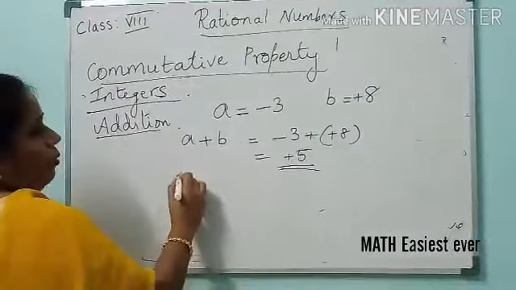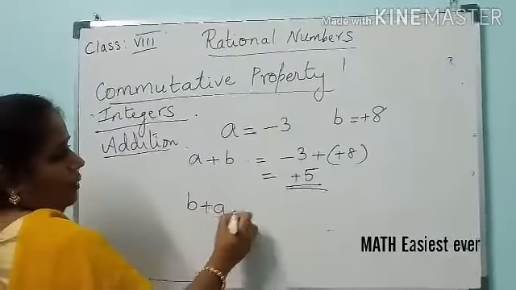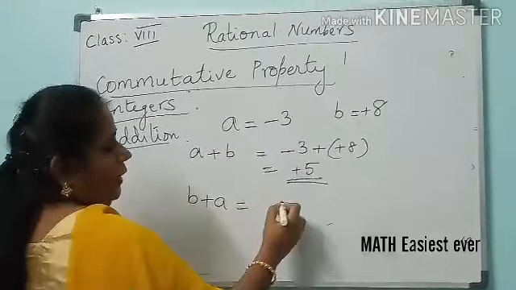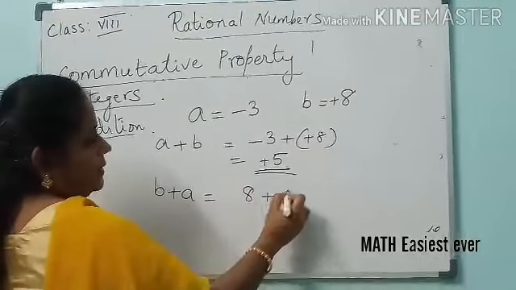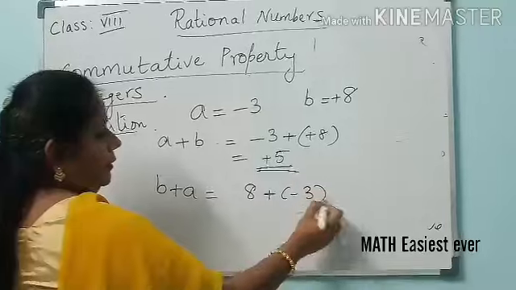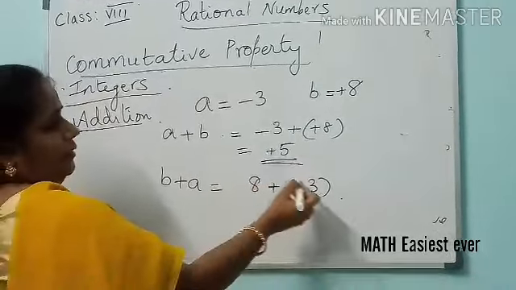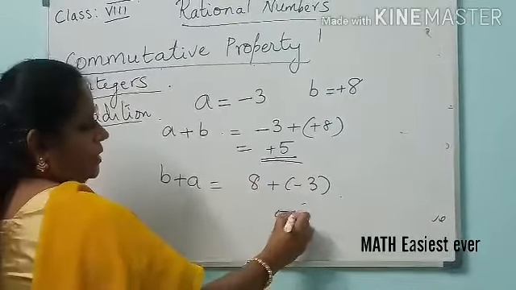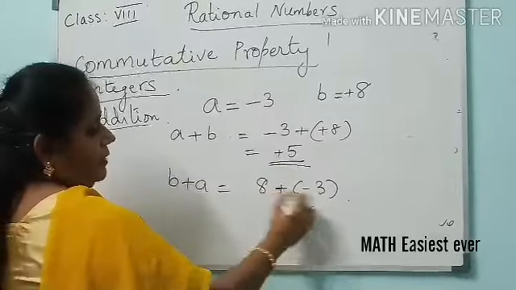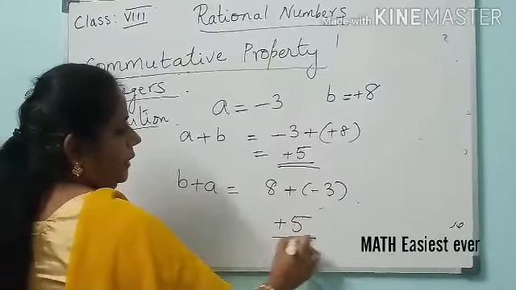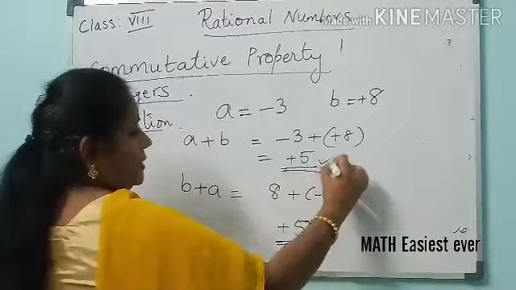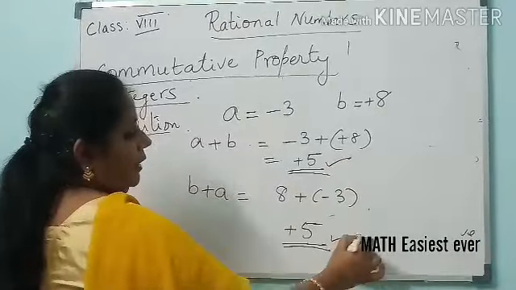Now, what is B plus A? What is your B? 8 plus minus 3. Now, one positive, one negative: subtract to find the difference and put the greater number's sign. So, both answers you will get are plus 5 and plus 5.